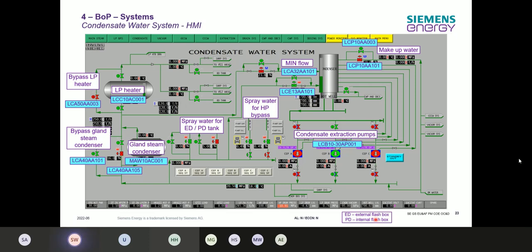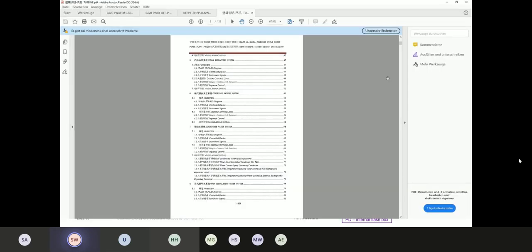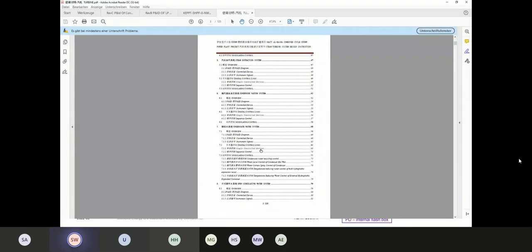So the limit is for sure integrated here with the level. So you have a certain level normally for the operation. I will just check if I find it. It must be in, wait a second. Condensate water level is 58.